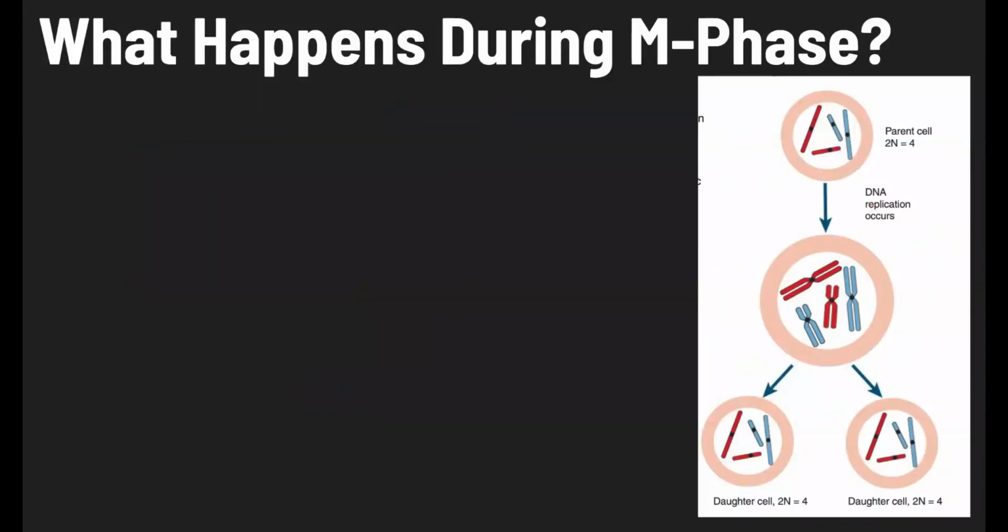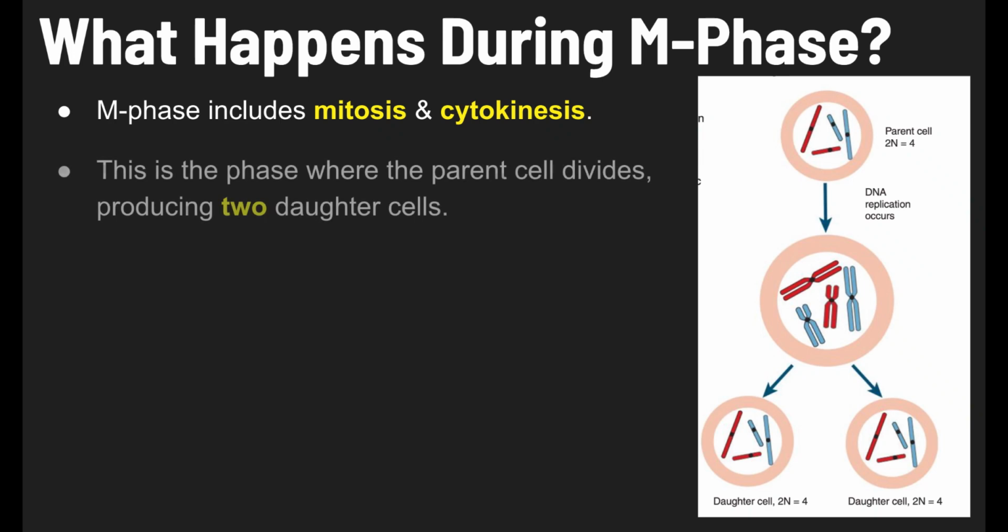Okay, so now let's talk about M phase. I told you the cell cycle consists of interphase and M phase. We just talked about what happens during interphase. Now let's talk about what happens during M phase. So M phase includes mitosis and cytokinesis. This is the phase where the parent cell divides, producing two daughter cells. And that's what you can see in this image on the right. At the top, you have one cell. That cell is going to grow during interphase and then divide into two cells. So M phase is where the cell actually divides and forms these two daughter cells.